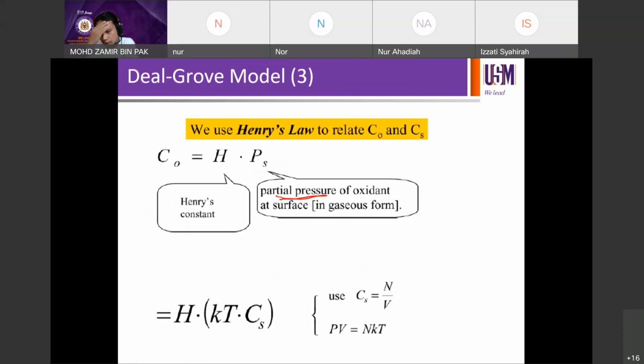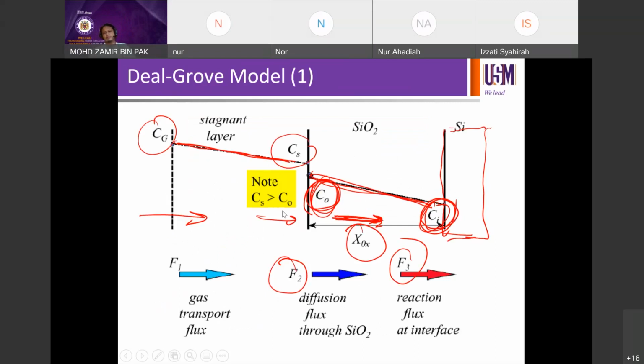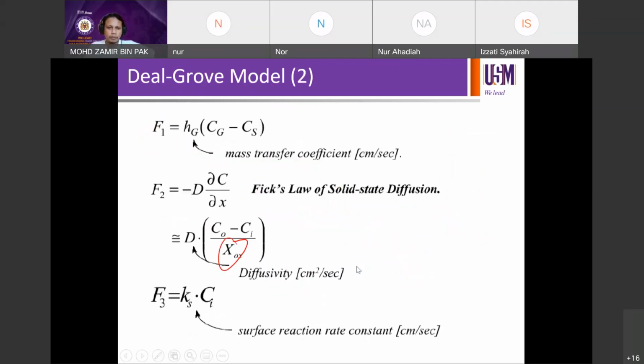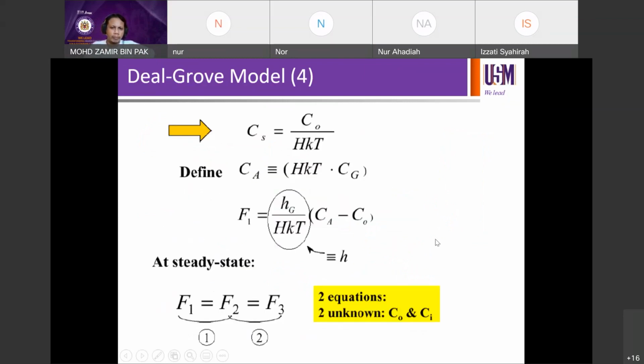So first, before you do this calculation, if you get a question on this, the first thing to do is to sketch this interface. Then write down your F1, F2, F3, CG, CS, C naught, CI, X ox, right? Label all the regions: the incoming flux, the SiO2 layer, and the silicon onwards. Label that first, and then write down your F1, F2, F3 equations. Then only look at the parameters given in the equation, right?